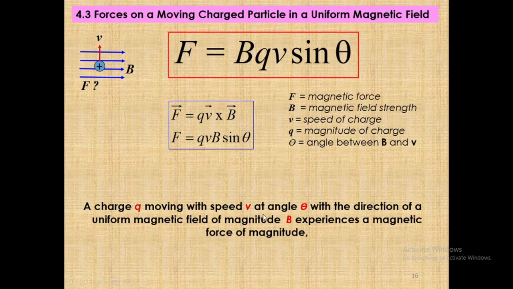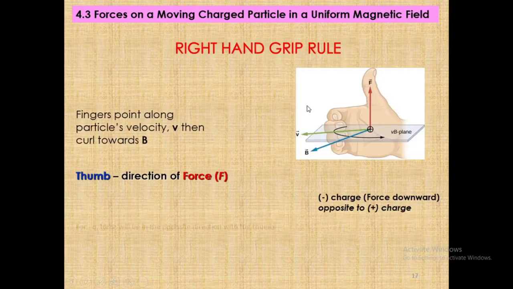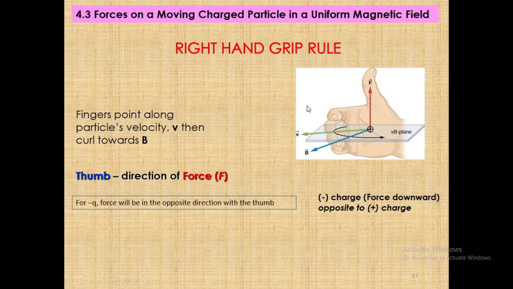So how to determine the direction of force for this uniform magnetic field? By using the right-hand grip rule. So right-hand grip rule, thumb is referred to the direction of force, and then the fingers refer to the direction of velocity, and then curl toward the B.